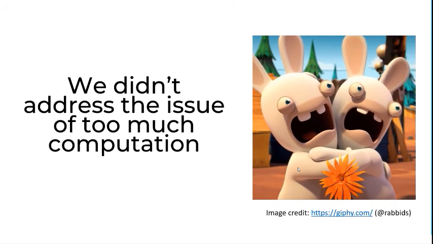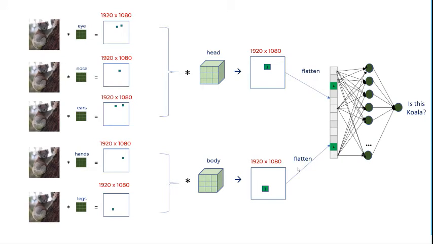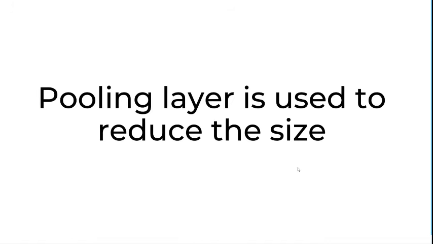But we did not address the issue of too much computation yet. My rabbits are still getting electrical shock. Do something. Because see, for this image size, if you are applying convolution, let's say with some padding, you're still getting the same size of image. You did not reduce the image size. Sometimes people don't use padding, so they reduce the image size, but only a little bit. So pooling is used to reduce the size. The main purpose of pooling is to reduce the dimension so that my computer doesn't get this shock, you know.